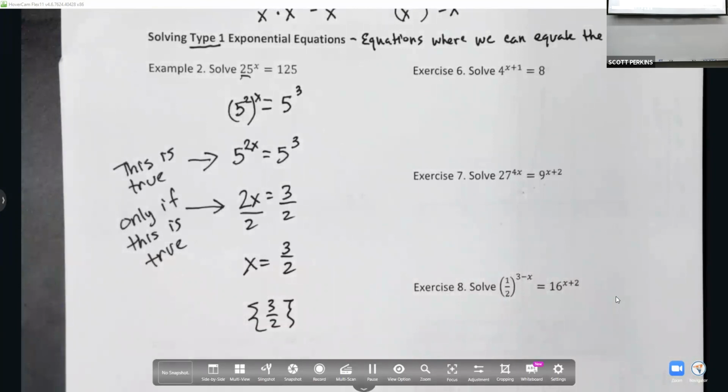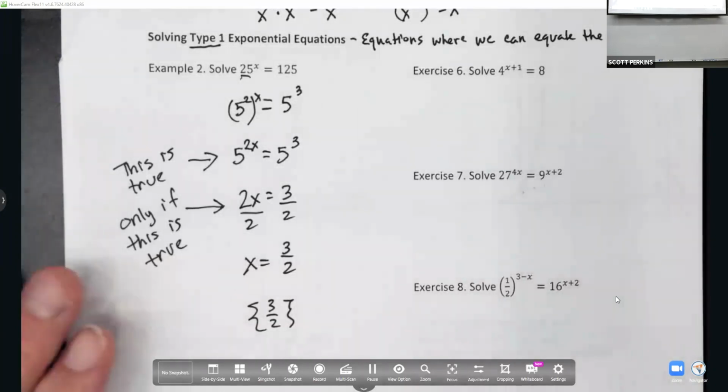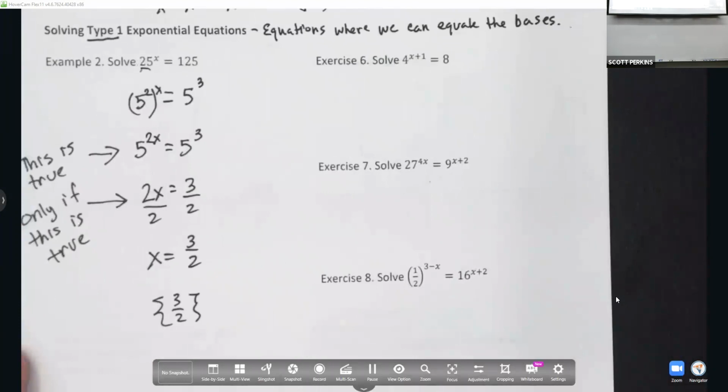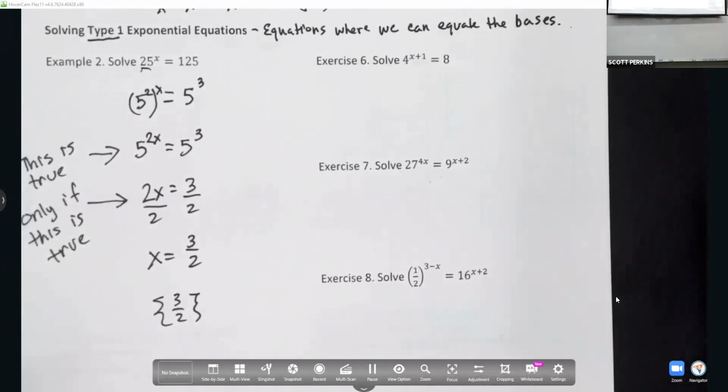So there is the essence of solving a type 1 exponential equation, meaning an exponential equation that you can make the bases on both sides the same. So I invite you to do the same thing for exercise 6. You've got 4 to the x plus 1 power is equal to 8. It's a super similar problem to what we just did.